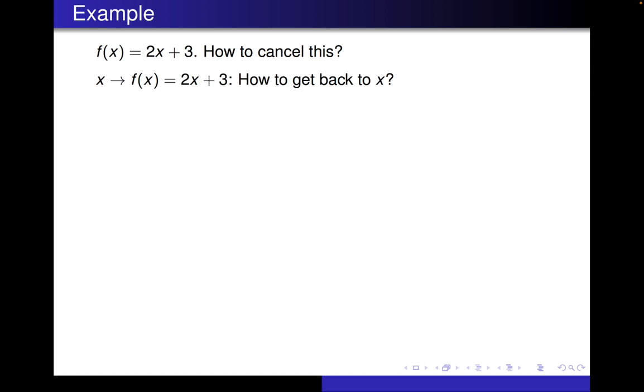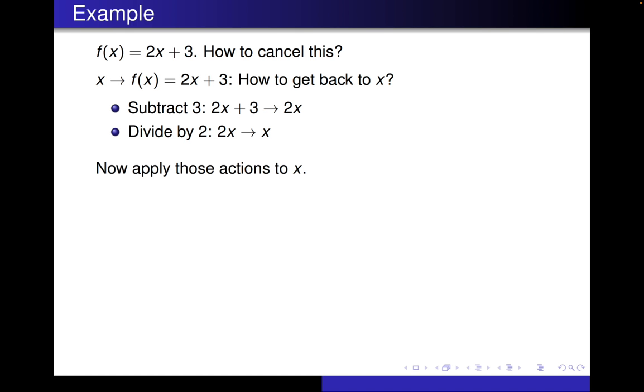So how do we get back to x? Well, we're starting at 2x plus 3. First thing we want to do is subtract 3 to get 2x. And then we're going to divide by 2 to get x. Right? So the 2x divided by 2 gives us x. So our inverse function is going to be the action given by subtracting 3 and then dividing by 2. So if my input to my inverse function is x, my output is going to be gotten by subtracting 3 and then dividing by 2.